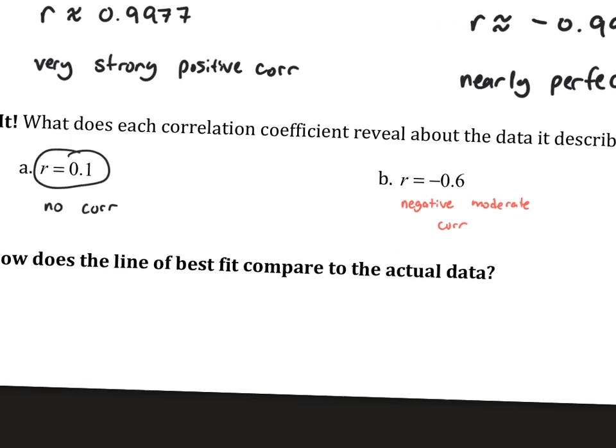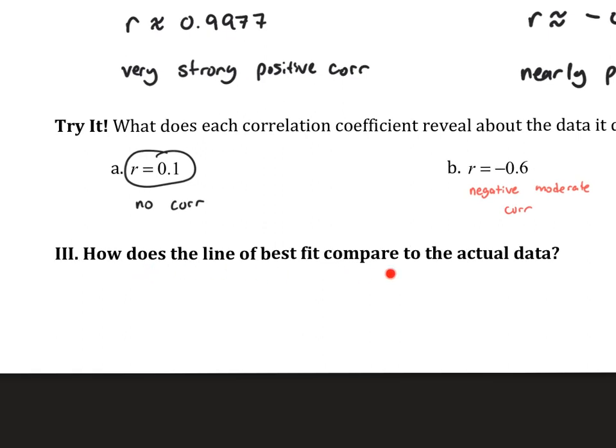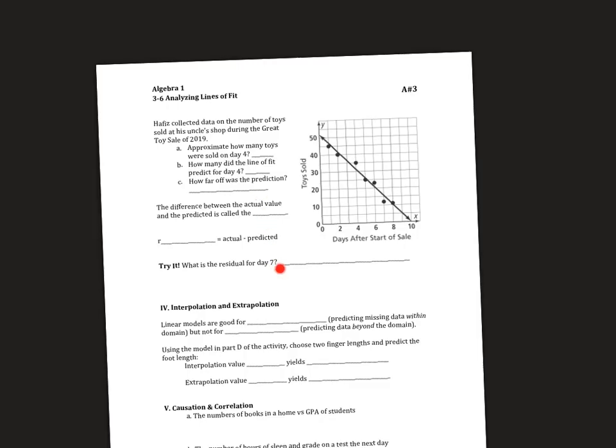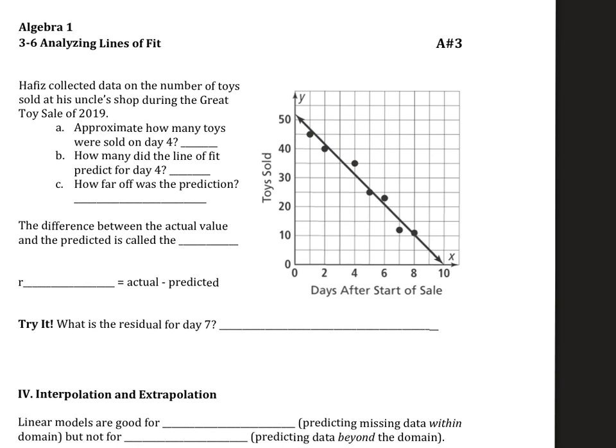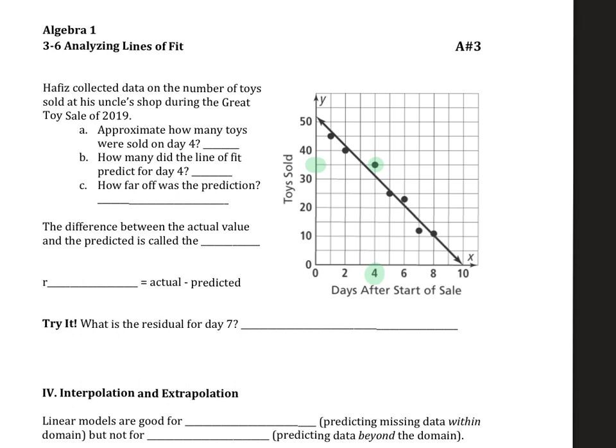All right, this should be printed on the next page, but it says, how does the line of best fit compare to actual data? So here we are. Hafiz collected data on the number of toys sold at his uncle's shop during the Great Toy Sale of 2019. So approximately how many toys were sold on day 4? The data points are the actual data. So let's look at day 4. Here is where day 4 lives, and we're looking at this data point right there, and that's where it corresponds to. So how many toys?